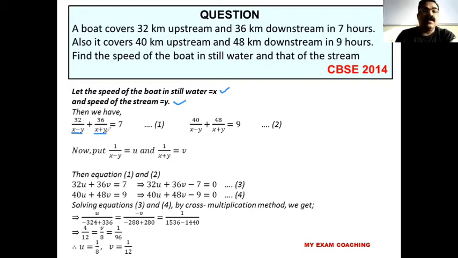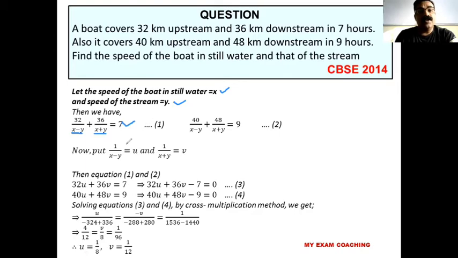So we know time is equal to what? Time is equal to distance by speed. So we have 32 kilometers as the distance and x minus y as the speed. So distance by speed, we get time. According to the question, a boat covers 32 km upstream and 36 kilometers downstream in 7 hours. So upstream 32 kilometers at x minus y speed and downstream 36 kilometers at x plus y speed. The total time taken is 7 hours. So we got the first equation.